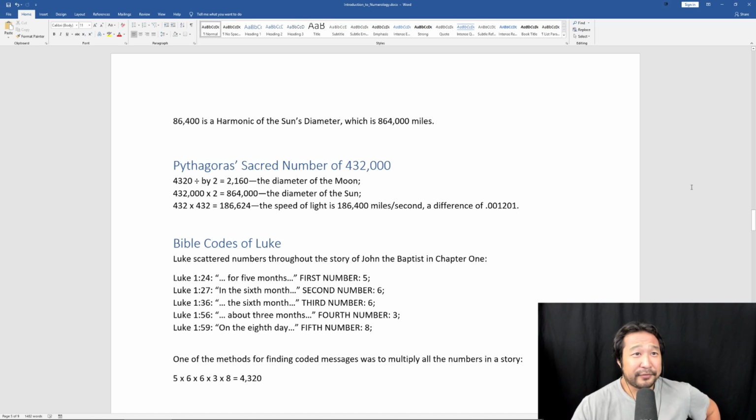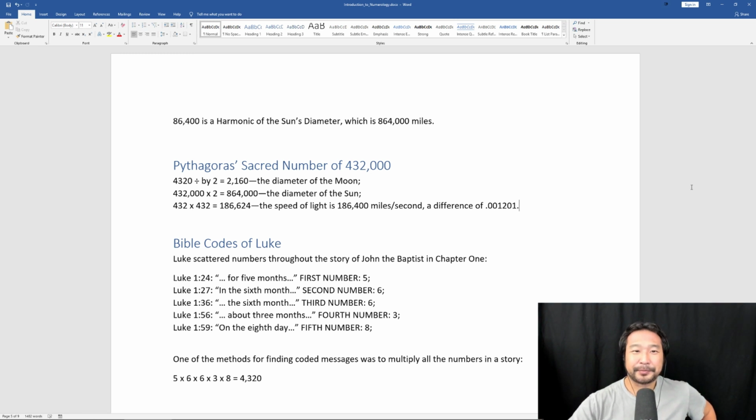Now, you have 432 times 432, you get 186,624. The speed of light is 186,400 miles per second. It's a difference of 0.001201, which is pretty small. Now, how about those numbers? Coincidence. Somehow, with all we've got, they managed to get it almost exactly right.